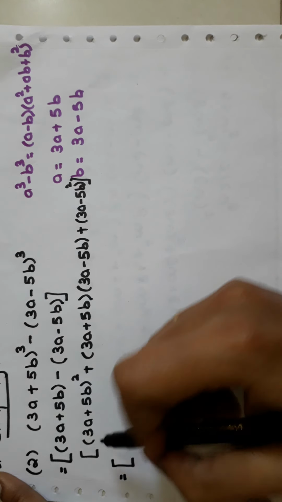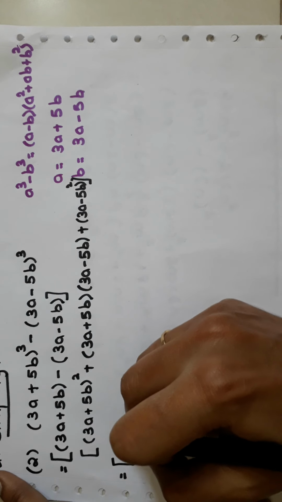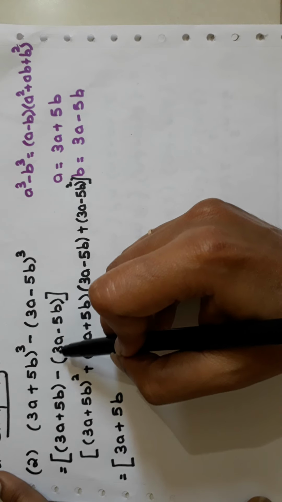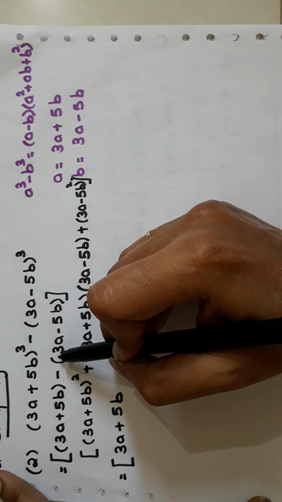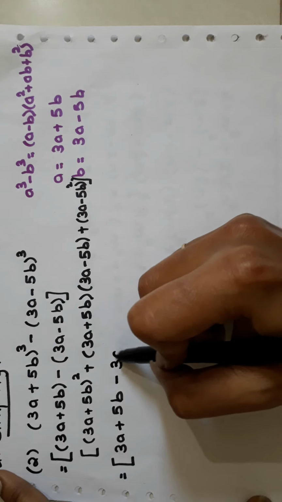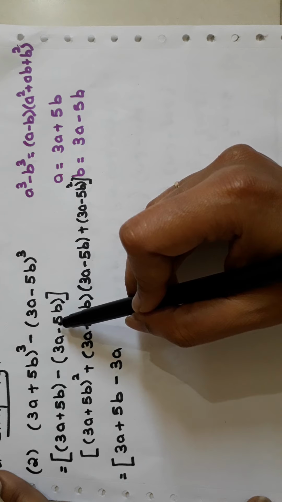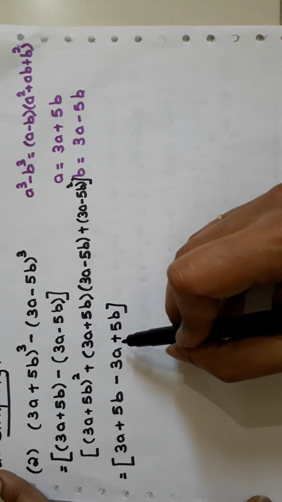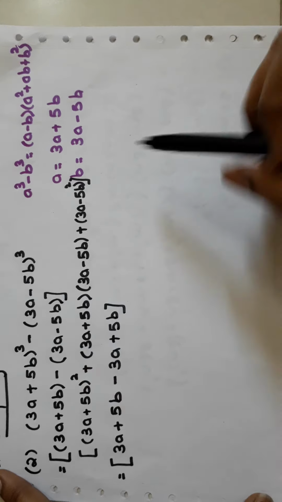So let us solve the first square bracket. Open the round bracket, 3a plus 5b. Take the minus sign inside the bracket. So when you take minus sign inside the bracket, the sign of both the terms will change. Here it is plus, so it will become minus 3a. Plus 3a will become minus 3a. And minus 5b will become plus 5b. This is because I am taking this square bracket, minus inside the square bracket.